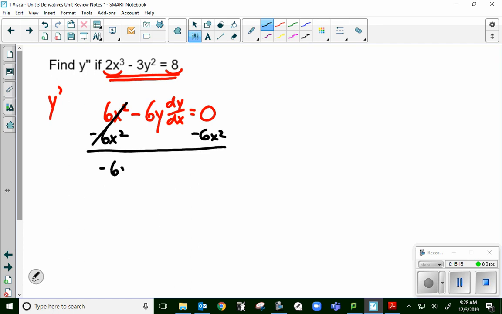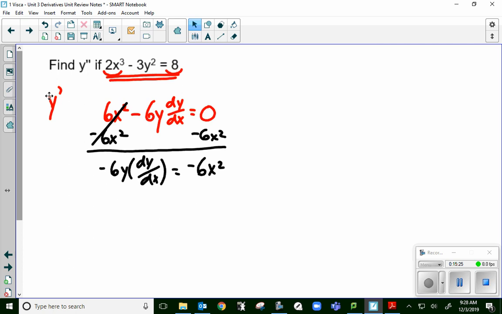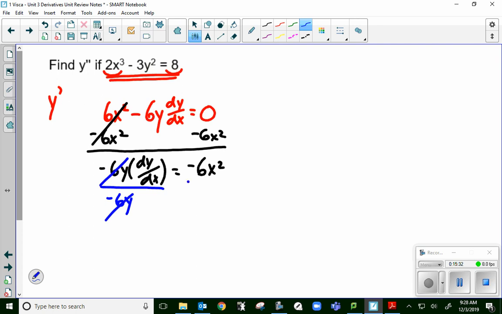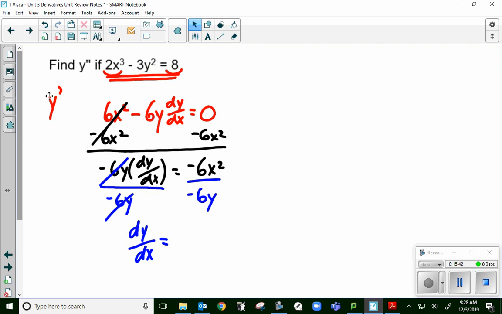I get negative 6y times dy/dx. Kills me to write that every time, but you have to. Equals negative 6x squared. Now, in order to get my dy/dx alone, I just got to divide by negative 6y. Gone, bye-bye. Divided by negative 6y. So dy/dx equals, okay, and I could simplify this. My negative 6's can cancel. So it's x squared over y. This is the first derivative.